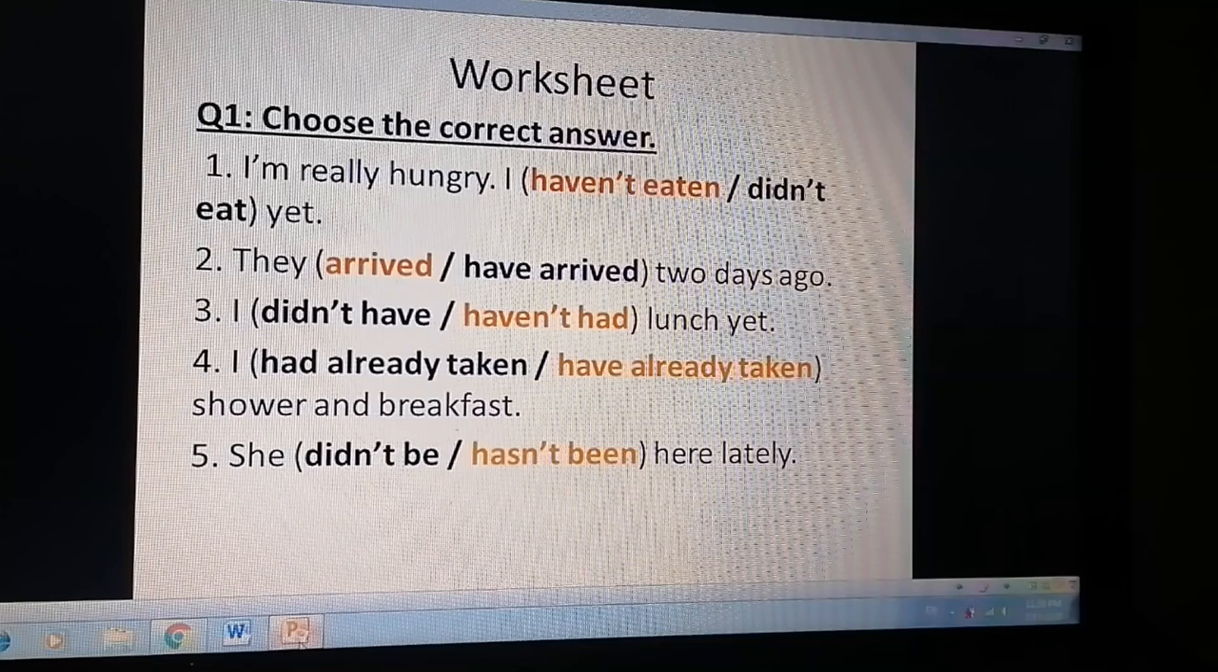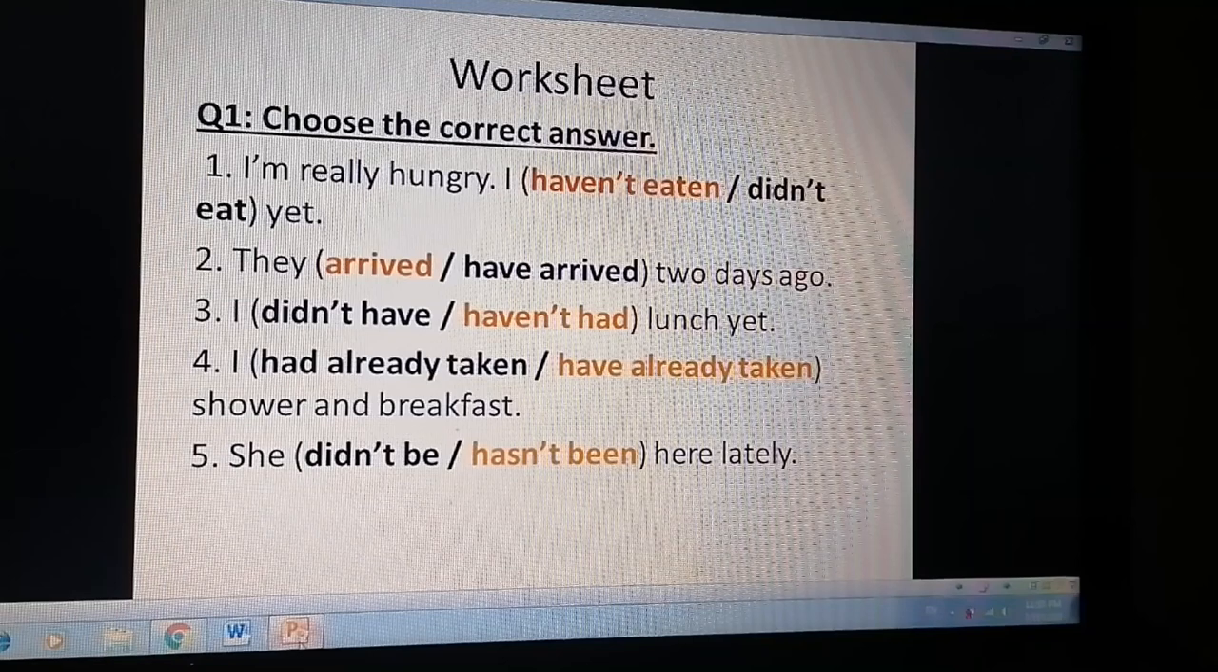3. I didn't have or I haven't had lunch yet. Yet is the keyword of present perfect. Yet من دلالات الزمن المضارع التام. So we must choose have plus verb 3. Haven't had. Had هو التصريف الثالث للفعل have. Have, had, had.